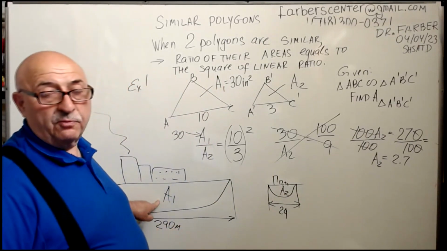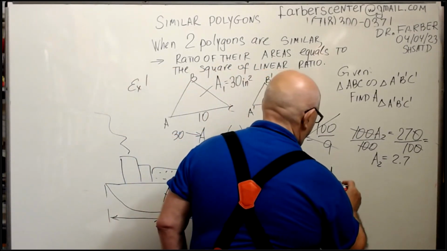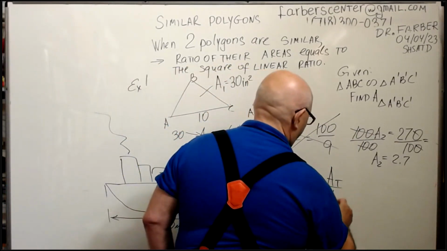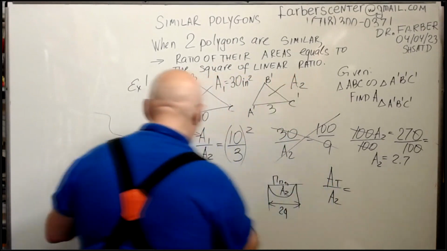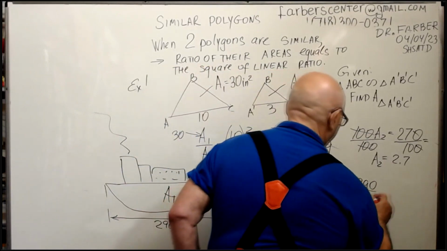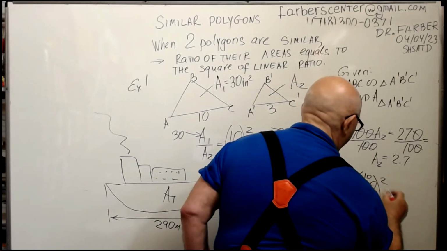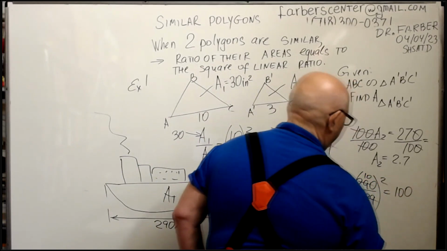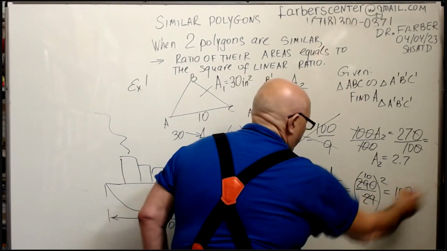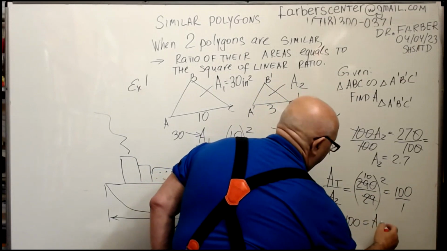Area 1 was given from the documentation of this Titanic. And you can write area of the real Titanic to area 2 of this model, like 290 over 29 to the second power. If you simplify, it would be 100 over 1. For A2, cross multiplication: A2 times 100 equals the area of the Titanic.